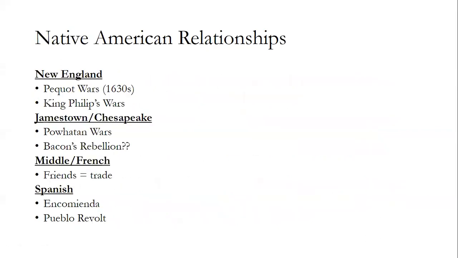All right, now you need to know about the Native American relationships. So New England and the Chesapeake, or Jamestown, one thing that is similar about them is that they had bad relationships with Native Americans, okay? The Pequot Wars and the King Philip's War are both going to be New England fights. The Pequot War, that's where there was a village burned to the ground.